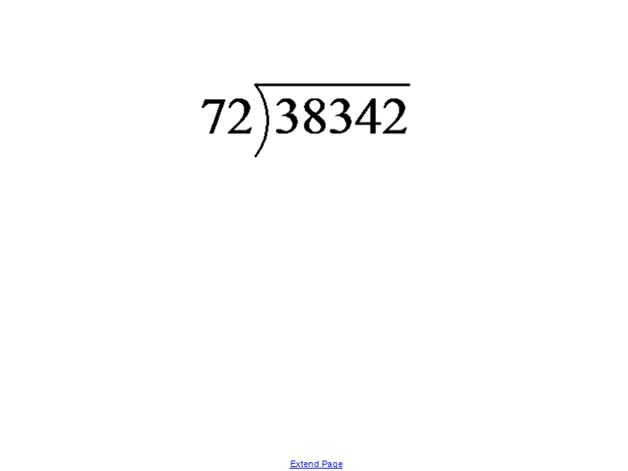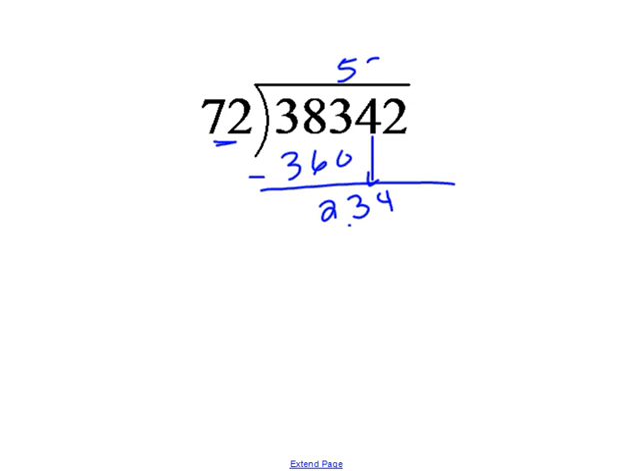So let's go ahead and do this one real quickly. So 72 goes into 383 5 times. You multiply that, you get 360. You subtract, you get 23. You bring down the 4. 72 goes in here. How many times? We're going to try 3 out. Multiply 3 times 72, and we end up with 216.